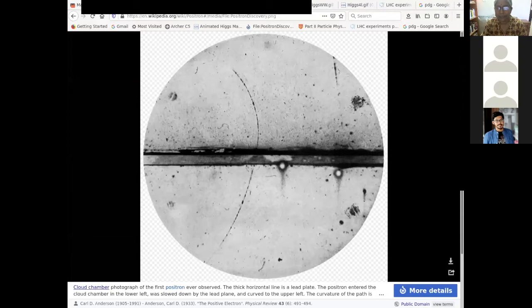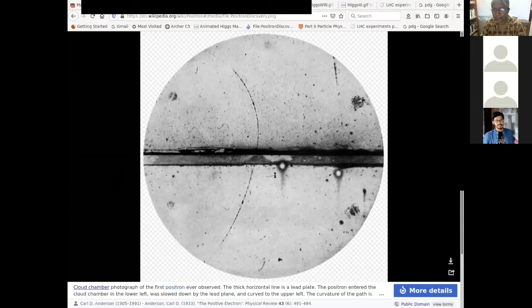Okay. So if you want to, you can look at this experiment here. Ma'am, what are the input parameters? It contains supersaturated either water or alcohol. Okay, so the ionized gas particles actually show as tracks, then you photograph it. Ma'am, Carl Anderson got the Nobel Prize in 36.